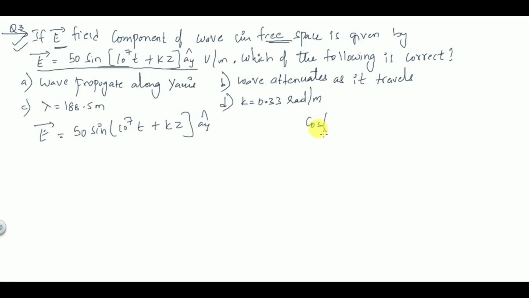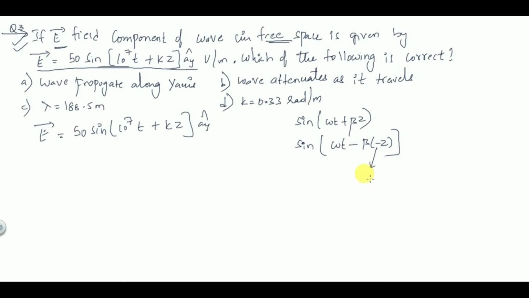Sine or cos, no problem. It will be only a phase shifted version, cos of omega t plus beta z form. If you are confused with this, you can write sine of omega t plus beta z also. No problem, because it is only a phase shift of 90 degrees. The direction of propagation does not change, only the phase changes.